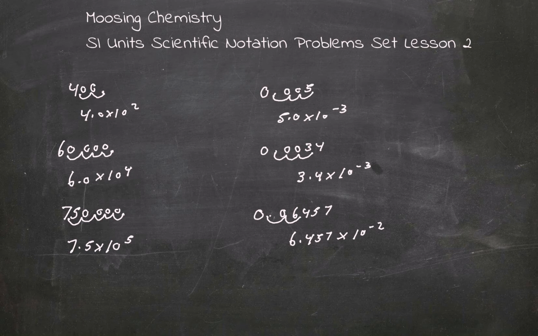Remember, when you write scientific notation, you always have to have one number to the left of the decimal, and you can have as many numbers as you want to the right. Well, listen, sorry about that. That should be 10 to the first.